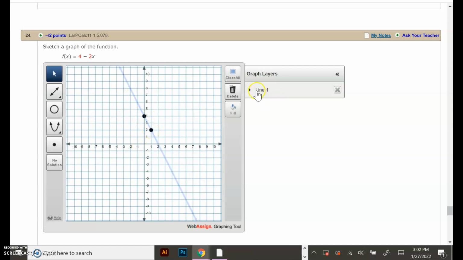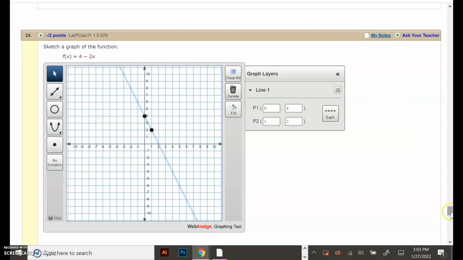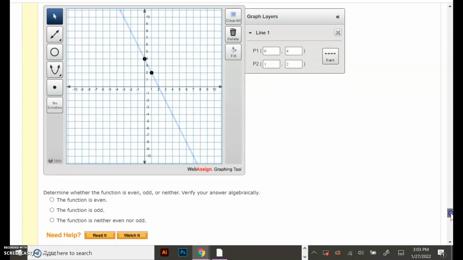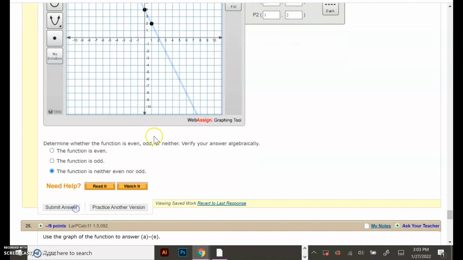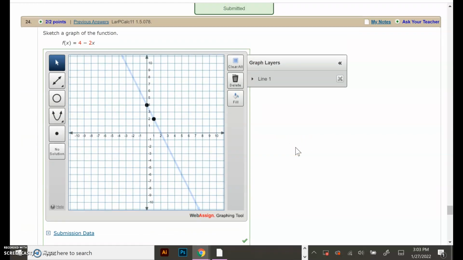And look, it helped me. If you click this panel on the right, notice that it gave us the panel of the points. I wish they would give you that before you had to do that, but they did not. And maybe WebAssign will update this so that you all can understand how to use it more easily. But for now, that's how it's working, you guys. All right, so determine whether the function is even, odd, or neither. I'm going to click neither, submit my answers, and see what happens. All right, okay, so that was number 24. We got it right. So that's pretty much how you graph in WebAssign.